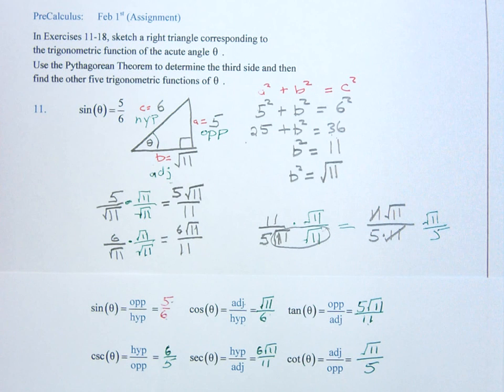And those are the 6 trigonometric functions. They already gave us one, when our sine is 5/6.